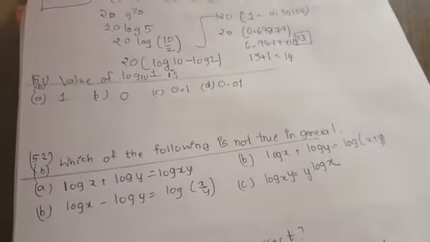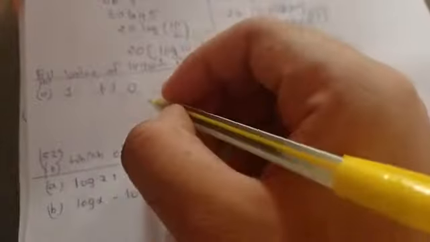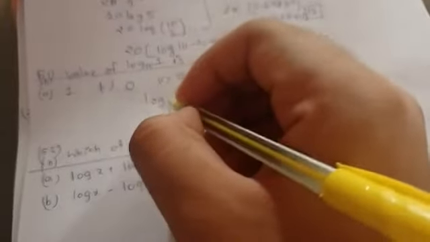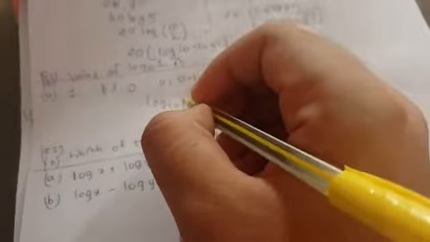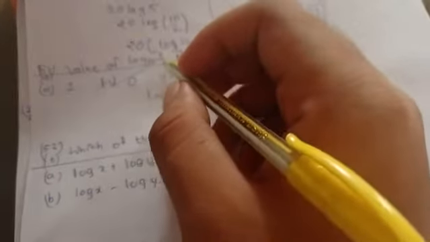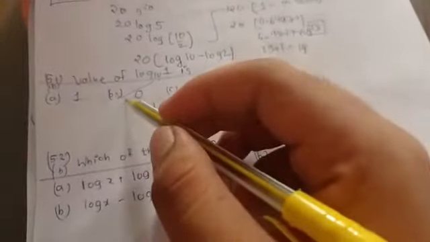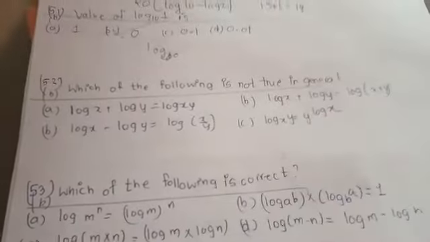Now 51st question. The value of log 1 to the base 10 is. Now log 1 to the base 10 can be written as 0, because we know that log 1 to any base is equal to 0. So the answer of the 51st question is B, 0.